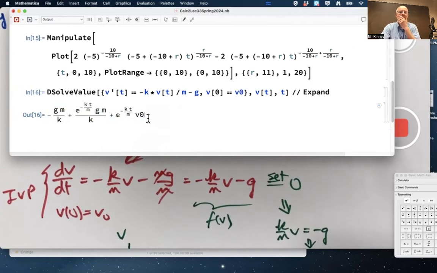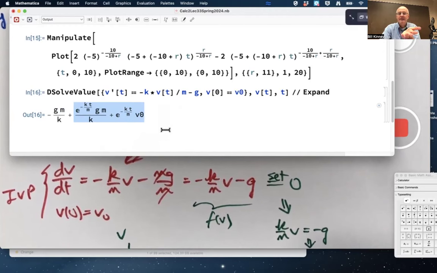Notice it will be this constant function, the equilibrium solution, if this part is 0. If you factor out the e to the negative kt over m out of that, that'll happen when the initial velocity is, in fact, negative mg over k. If v naught is negative mg over k, that will be 0.